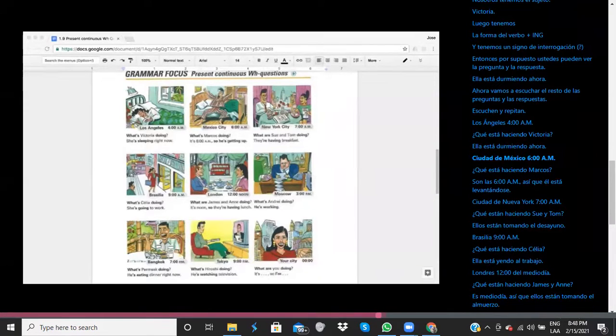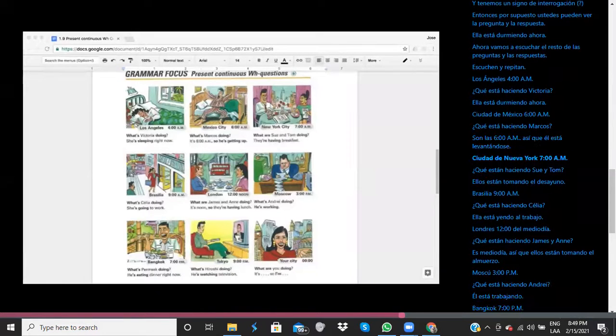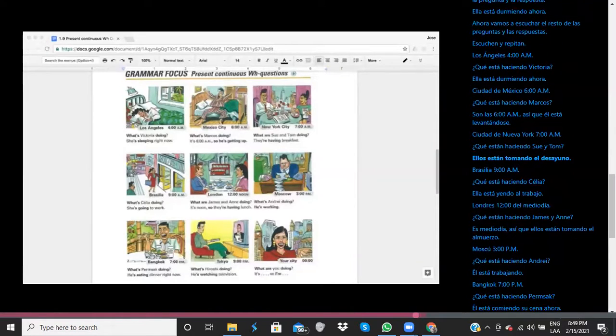Mexico City, 6 a.m. What's Marcos doing? It's 6 a.m., so he's getting up. New York City, 7 a.m. What are Sue and Tom doing? They're having breakfast.